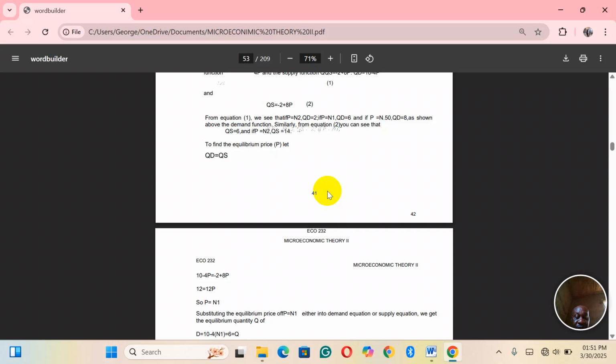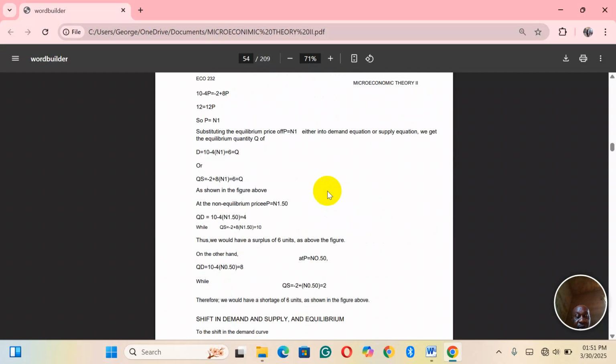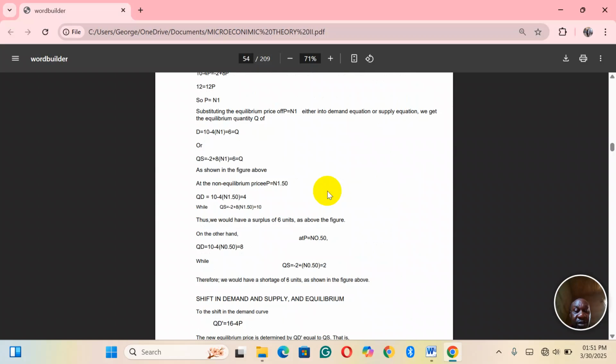Substituting the price P equals 1 into either the demand equation or the supply equation, we get the equilibrium quantity. QD, the demand, equals 10 minus 4 times 1, which equals 6. And QS equals minus 2 plus 8 times 1, which equals 6, as shown in the figure.